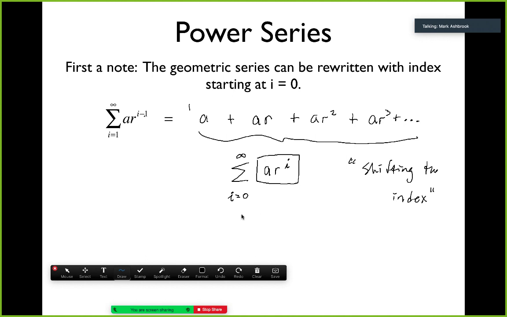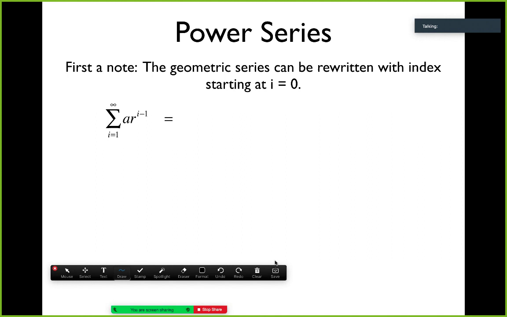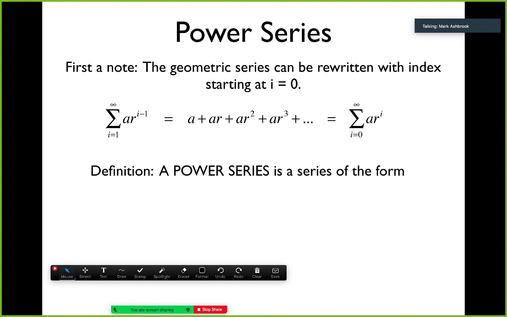So you'll often see these series starting at 0 instead of at 1, and it makes perfect sense. You just start at 0 now. Your first term will have i equals 0 rather than 1. Okay, so now we're ready to talk about a power series.